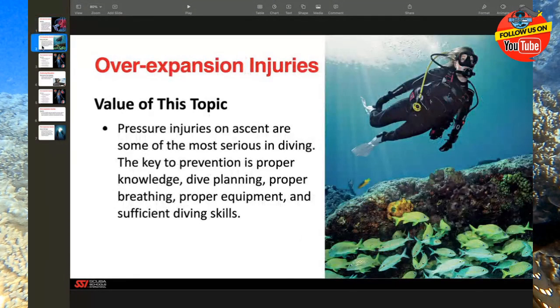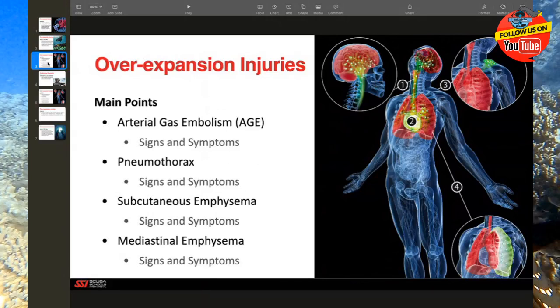So let's talk a little bit about why this would be of value to us. The value for this topic is that those pressure injuries, or the overexpansion injuries, most of the time happen on ascent and can be some of the most serious while diving. So the key to prevention is knowledge, which is what we're doing, dive planning, proper breathing, proper equipment, and sufficient skills.